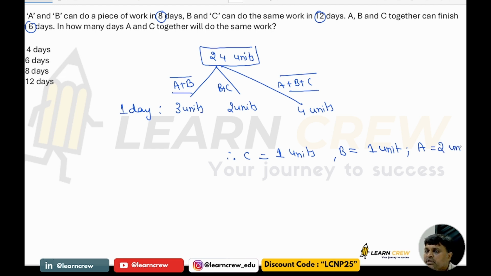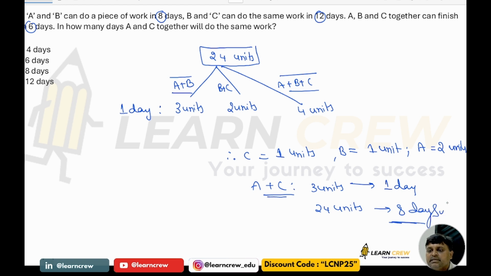So now here, A and C together can do 2 plus 1, 3 units per day. So to complete the total work of 24 units, A and C require 8 days. So the answer is 8 days.